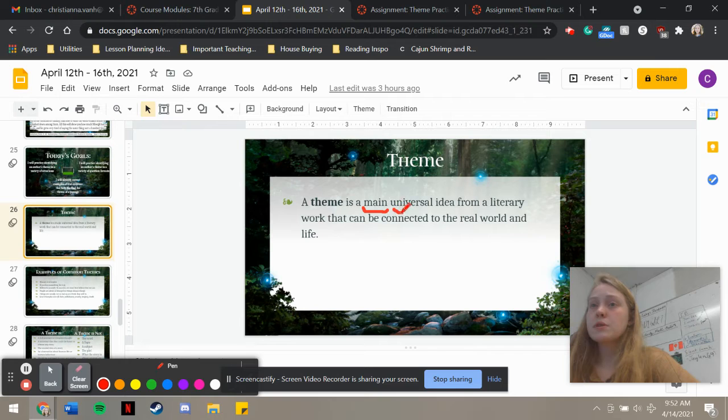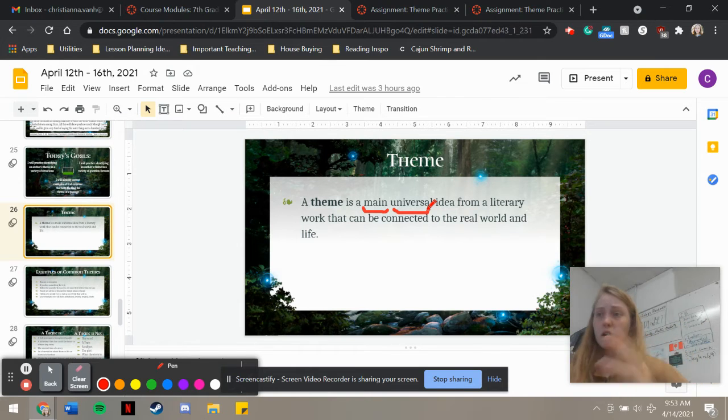But universal, this is a word that might be a little bit confusing if we don't know what it means. So the word universal in this case has a few different meanings. If we're looking at universal, that means that it's connected to everyone. Something that's universal is something that everyone has the potential to understand. So that means that a theme is something that everyone can understand without having to read the story or the poem that we're getting a theme from.